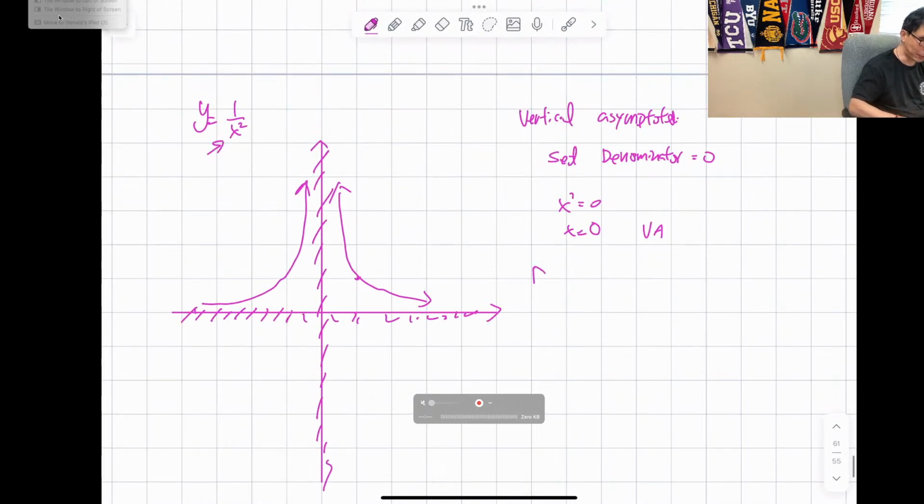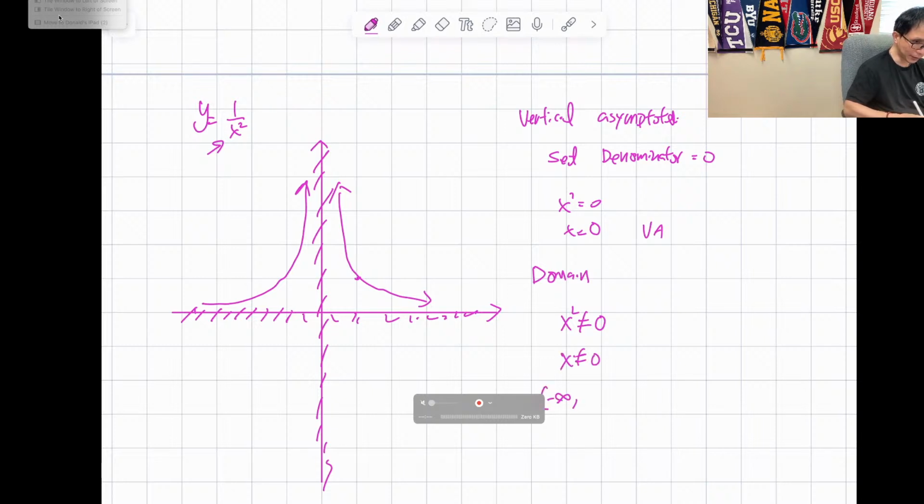Now, how do I find domain? Domain is the same exact thing. You said the denominator cannot equal 0, because when the denominator equals 0, it is undefined. So x cannot equal 0. Therefore, the domain is going to be negative infinity to 0, union from 0 to infinity, because x can equal any other value except 0. And that's the way I write interval notation. So this is domain. You set the denominator and you solve for it.